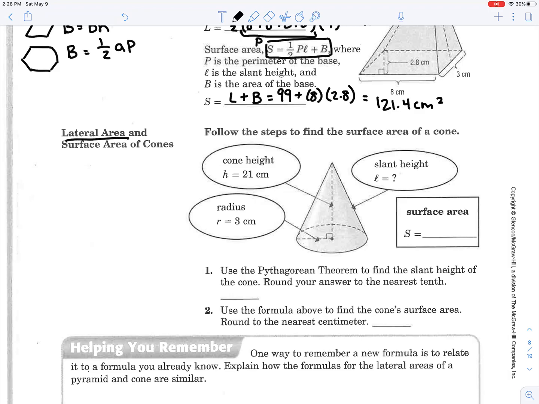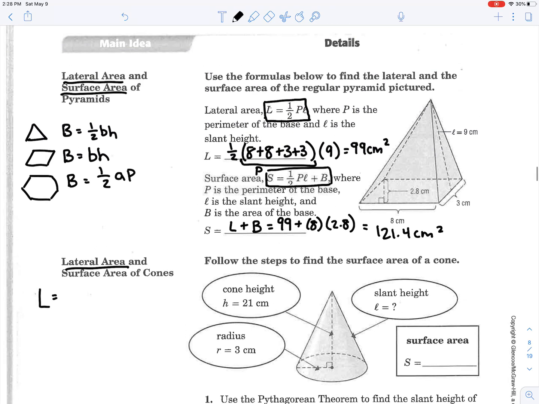Now we have lateral area and surface area of the cones. Cones and cylinders are always easier because the shape of the base never changes. It's always a circle. Follow the steps to find the surface area of the cone. Well, the surface area has to have the lateral area first.